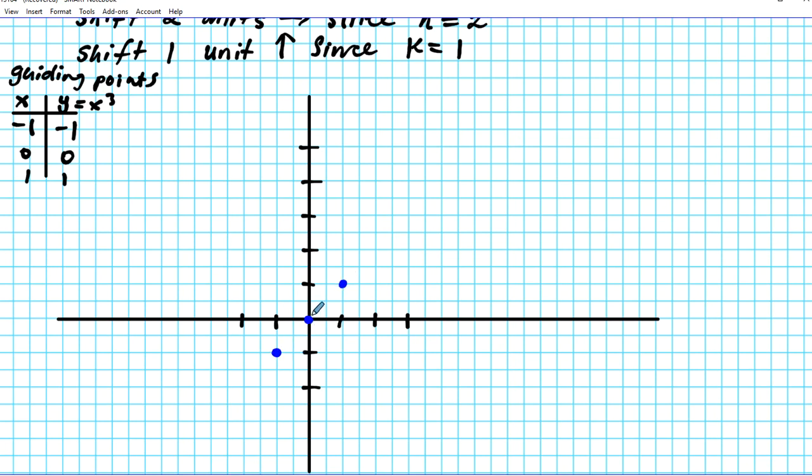Alright, so we want to sketch the graph. So this is basically what the parent cubic function looks like. Concave down in that direction. The intermediate graphs will be dotted since it's not the final answer, and then we are going to label them as we go. So this graph that we have right here is y equals x to the third, the parent cubic function.